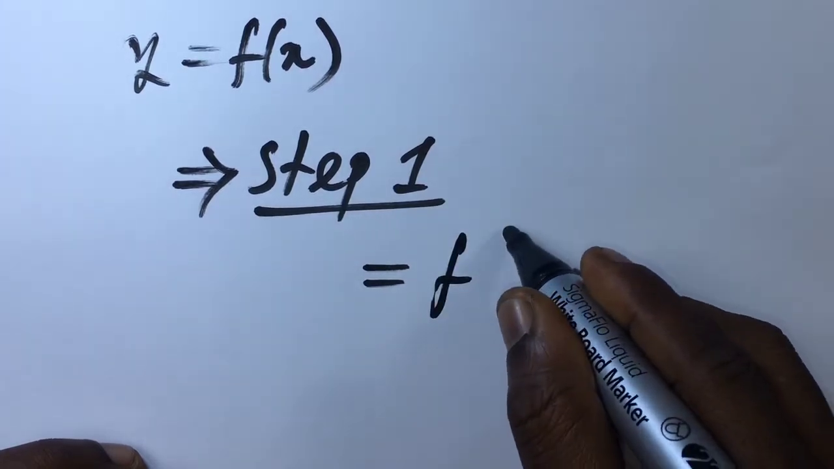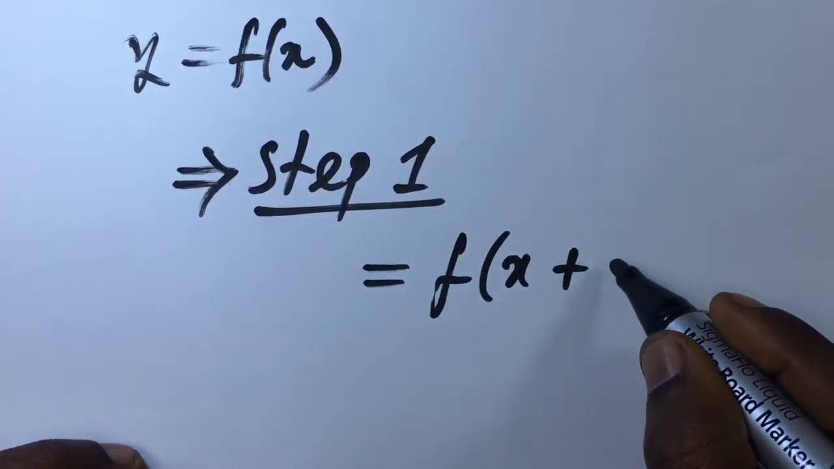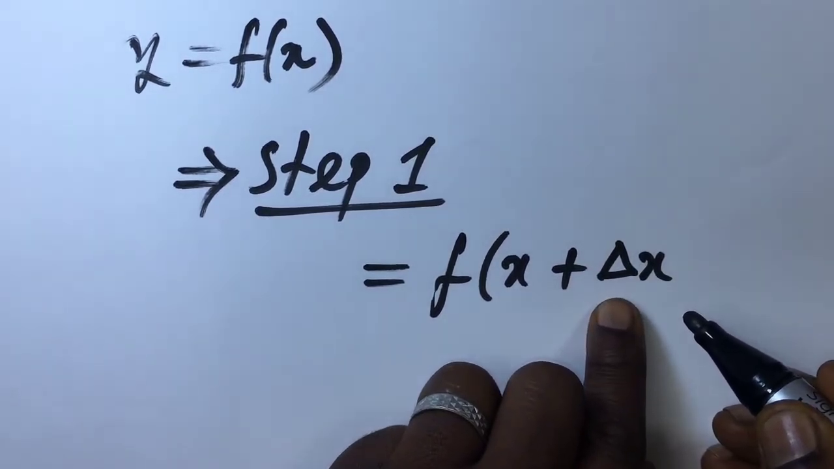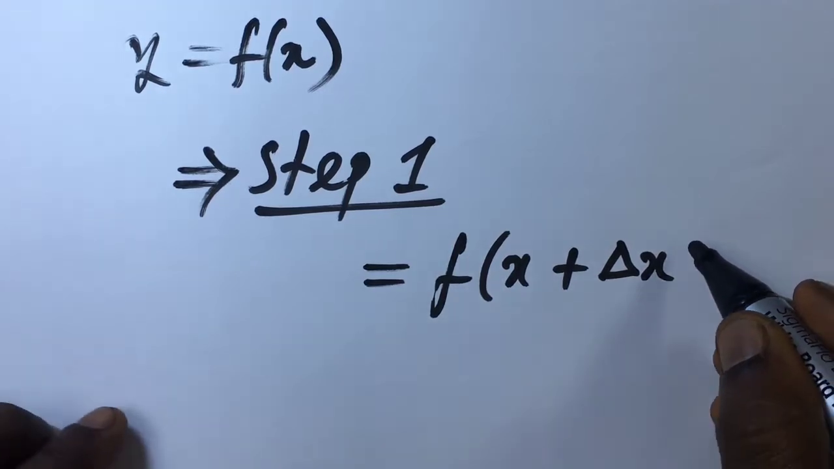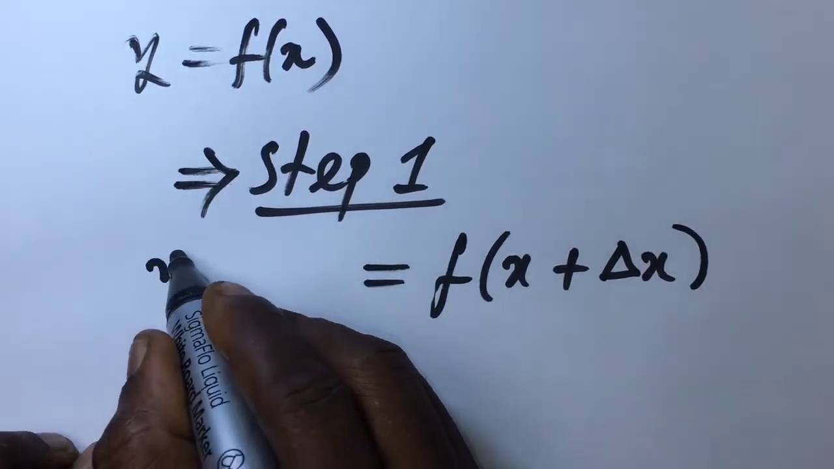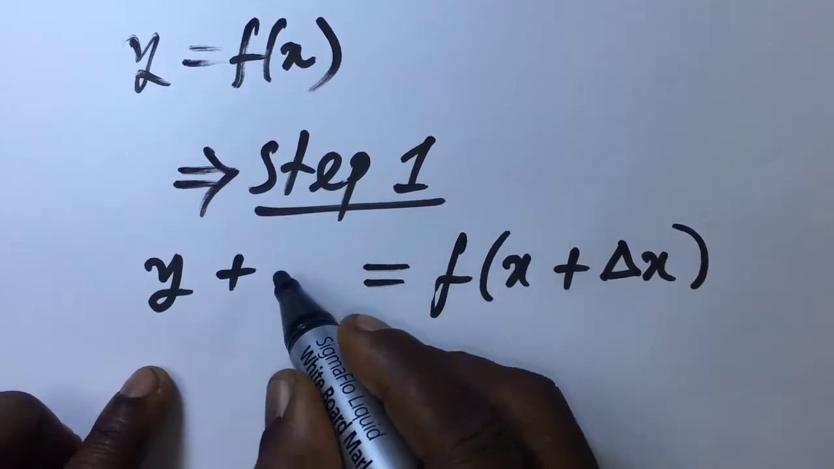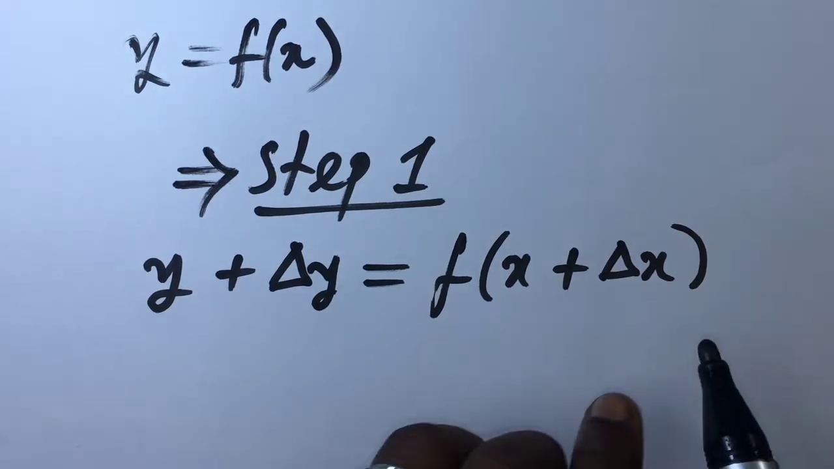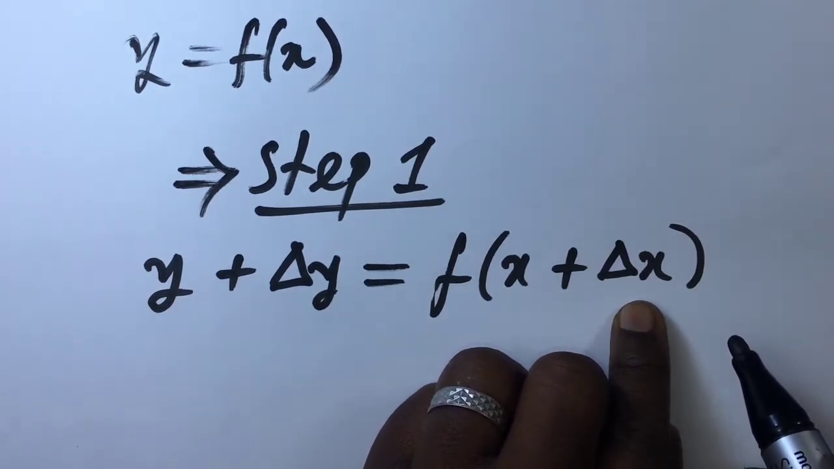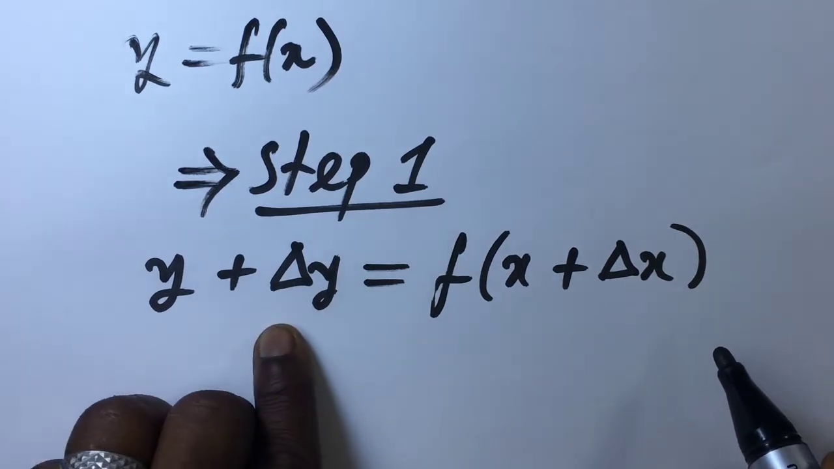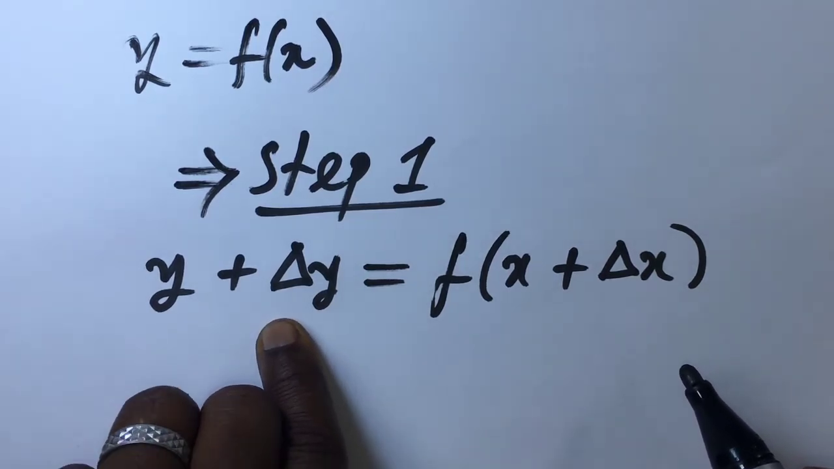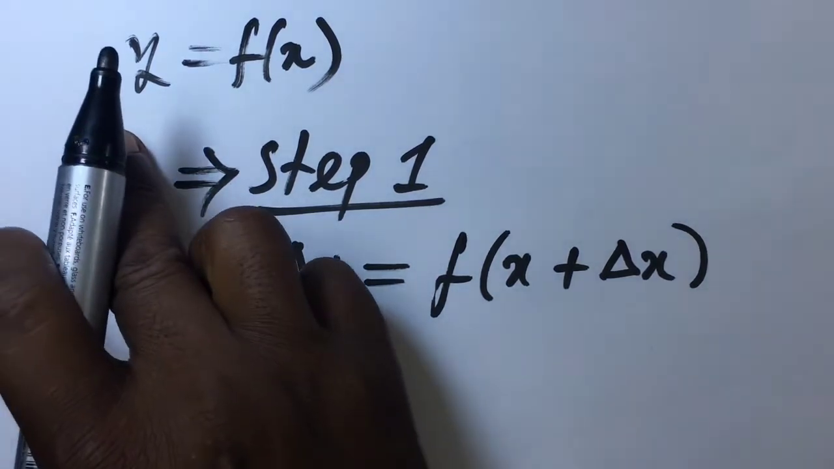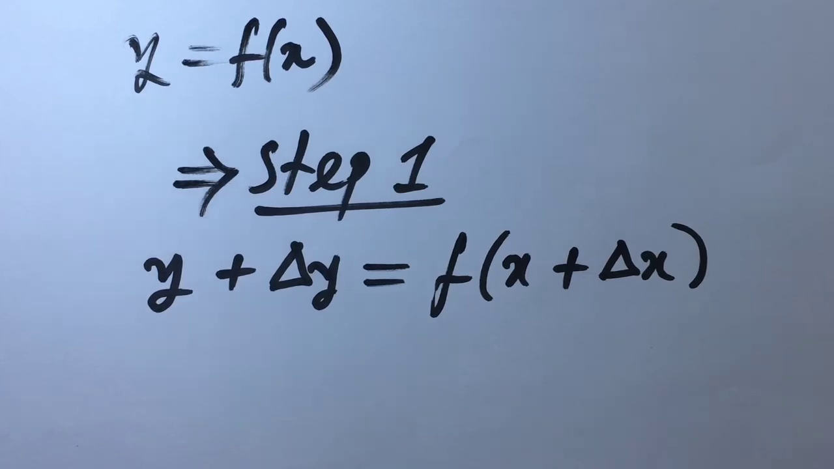So x, the independent variable or the argument, when increased by an infinitesimal change delta x or change in x, would cause an infinitesimal change also in y, called change in y or delta y. Now this is the first step you have to take if you have to differentiate this function y equals f of x using the first principle of differentiation.